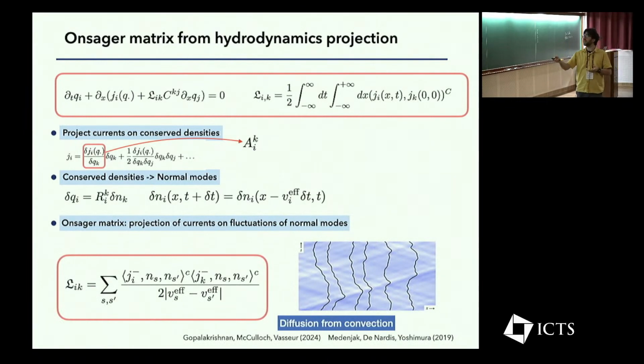And if you do that, you arrive at a closed expression for this Onsager matrix, which is really the sum of the current projected on the fluctuations of normal modes. This is an idea that has also been called diffusion from convection. We initially did it with Marco Majumdar. And really, it's the fact that in these models, you have ballistic modes that propagate, and when they interact, there are density fluctuations, and these density fluctuations are exactly what leads to diffusive spreading. This is exact in integrable models.